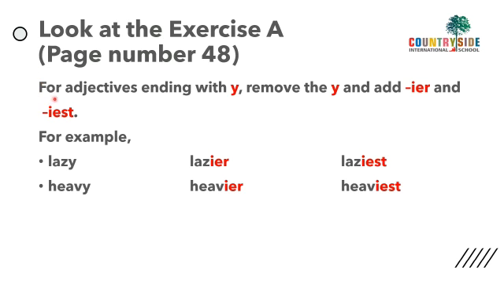But for adjectives ending with Y, if any word ends with Y, what you have to do is remove Y and add IER and IEST. Now see the example, the word is lazy. So you will remove Y from here. Instead of Y, you will add an I and then ER. So lazier. And IEST, laziest. Heavy, remove Y, heavier, heaviest.